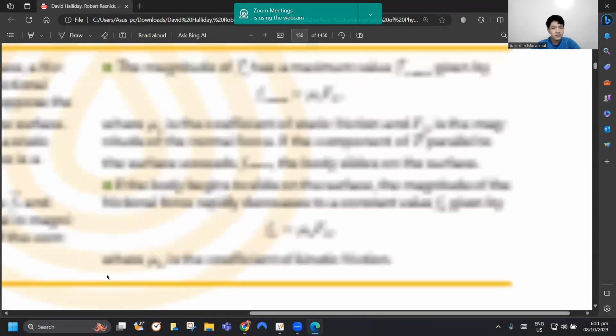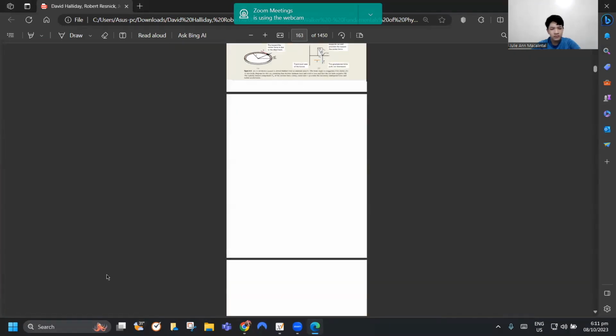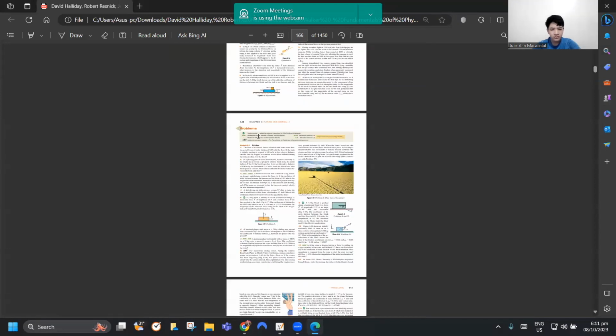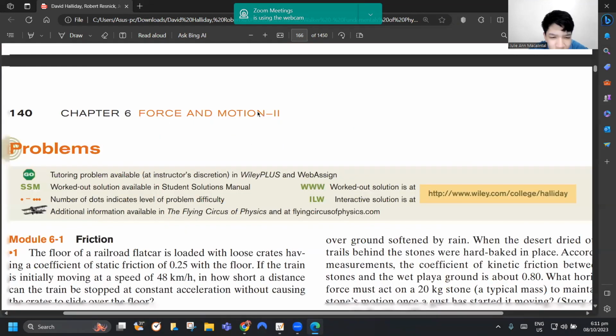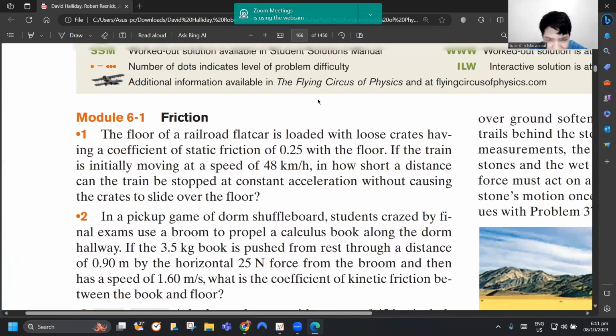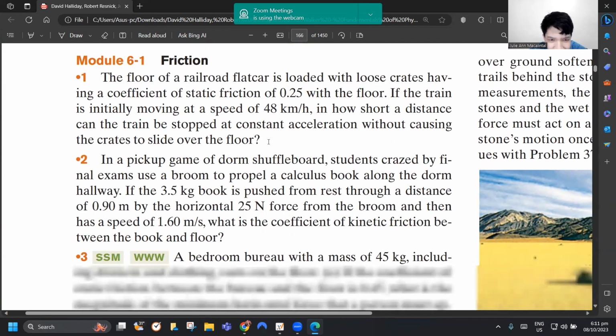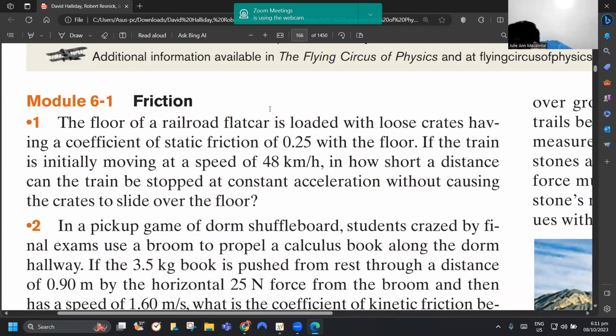Okay. So, punta tayo sa page 140 ng PDF. 166 pala. 166. Tapos, yung problem number one. Friction. Ay, tama pala, the Flying Circus of Physics. Okay. Friction. Sino ba yun? Pwede na po doon.